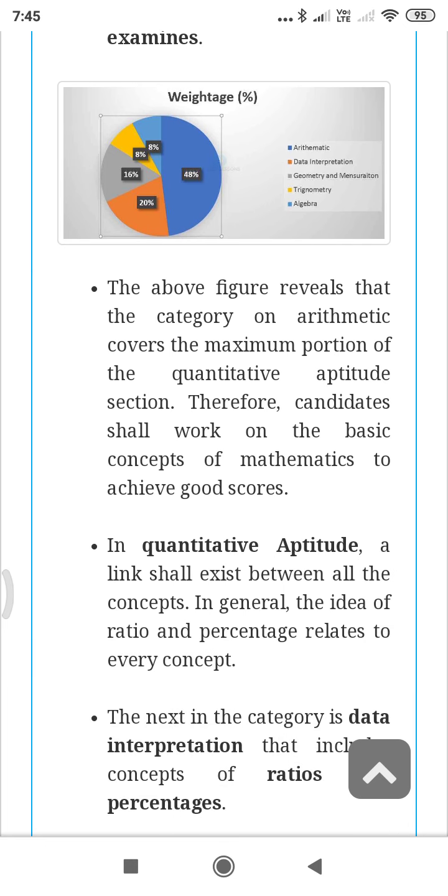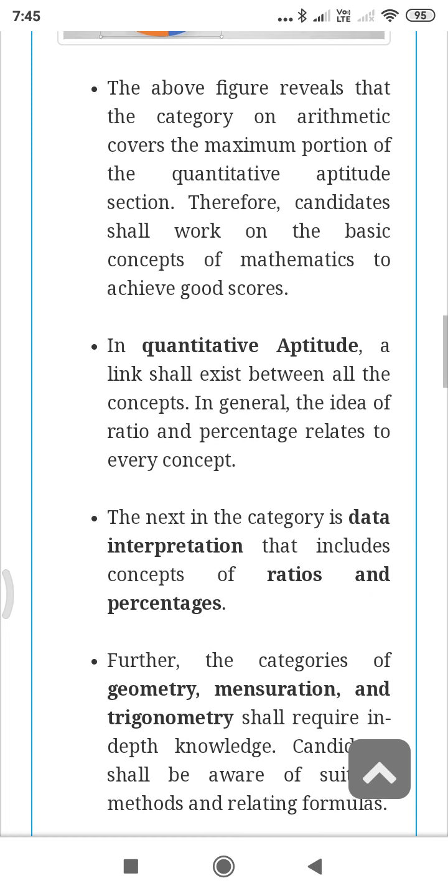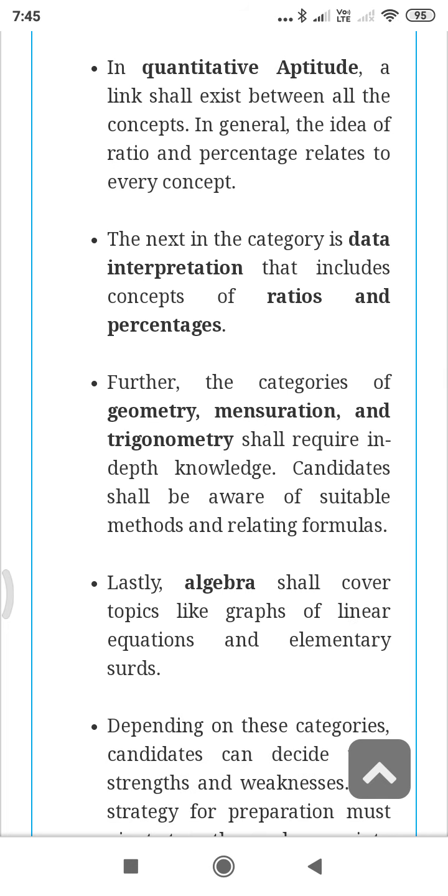So the above figure reveals that the category of arithmetic covers the maximum portion of the quantitative aptitude section. Therefore, candidates shall work on the basic concepts of mathematics to achieve good scores. In quantitative aptitude, a link exists between all the concepts. In general, the idea of ratio and percentage relates to every concept. The next in the category is data interpretation, which includes concepts of ratios and percentages.